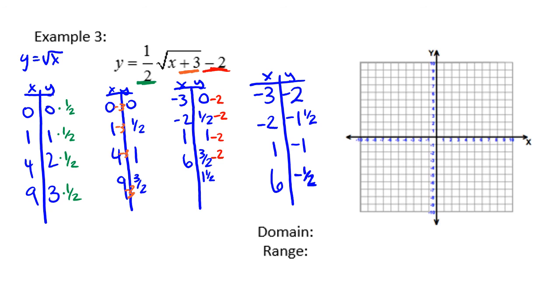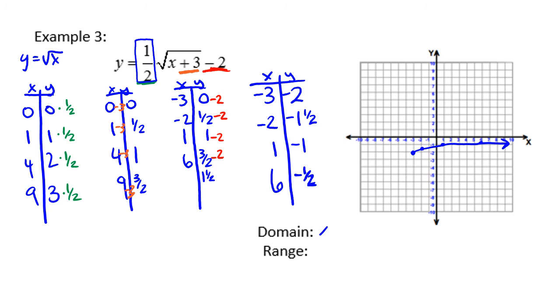We end up at -3, -2, -2, -1.5. Be careful with those halves. 1, -1, and 6, -0.5. So notice those y values are scrunched together because my vertical stretch was less than 1. It was 1/2. That vertical stretch right here. So it sort of squished the graph.